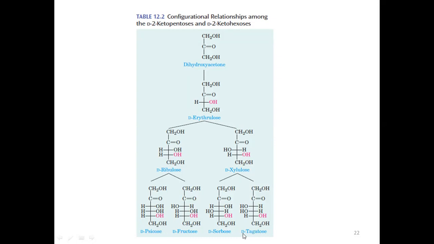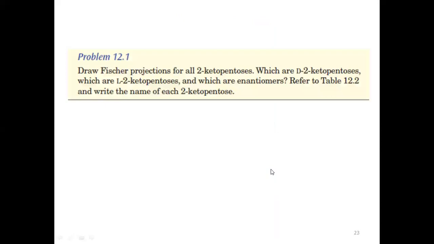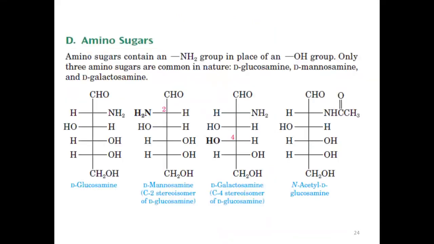Also this one, they are called D. But once the OH farthest from the carbonyl is on the left, it's in the L configuration already. Okay. So we also have what we call amino sugars. Amino sugars contain an amine group, NH2, in place of the OH group. Only 3 amino sugars are common in nature: glucosamine, mannosamine, and galactosamine.